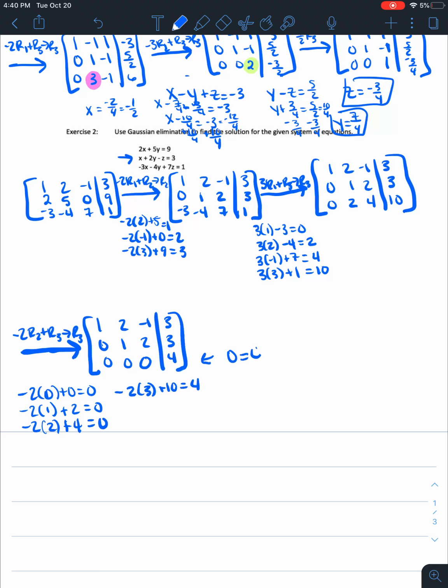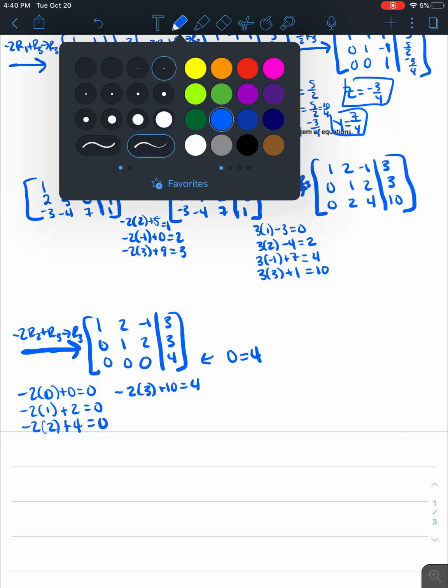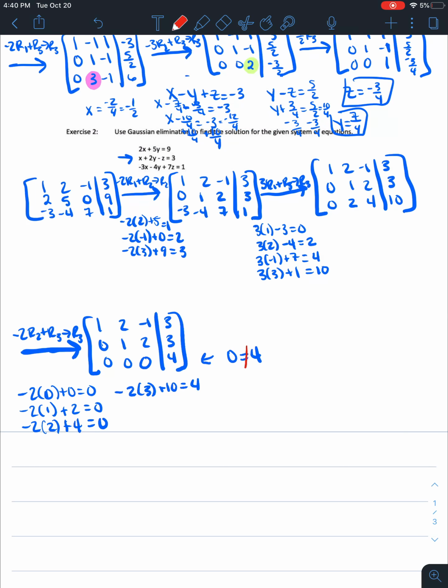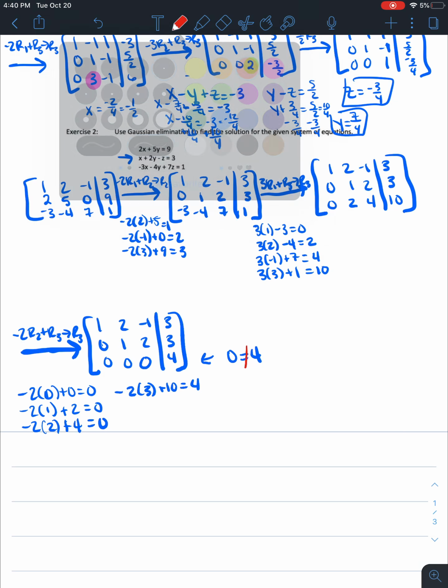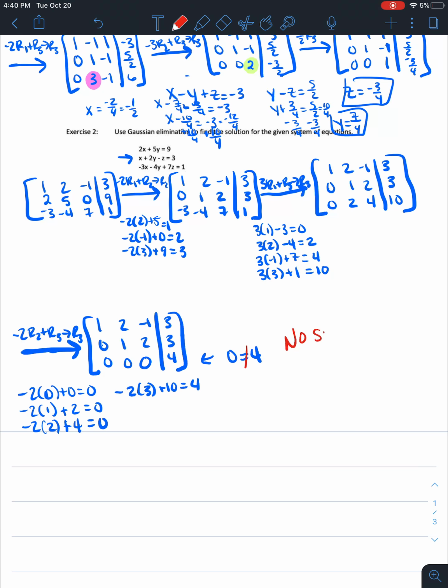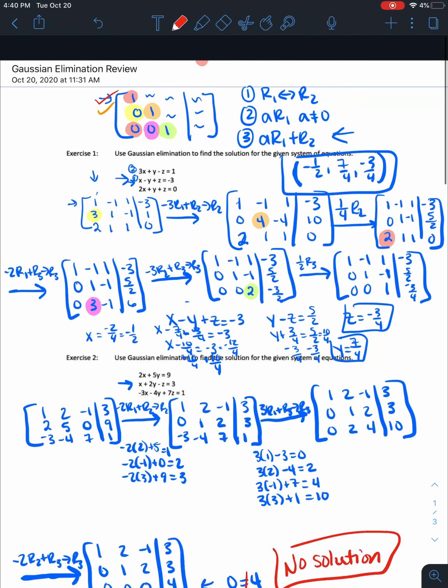My equation on the bottom row tells me that 0 equals 4, and that is not true. So we're going to say here that this has no solution. Boom, we're done.